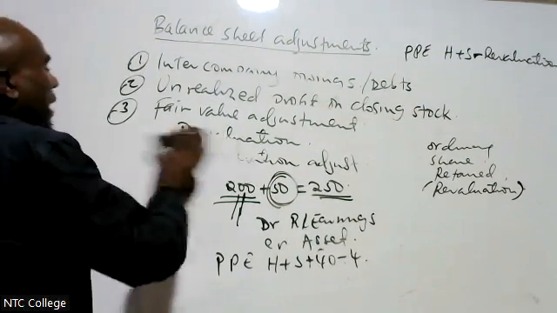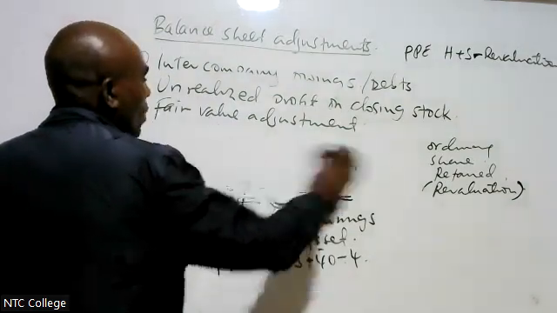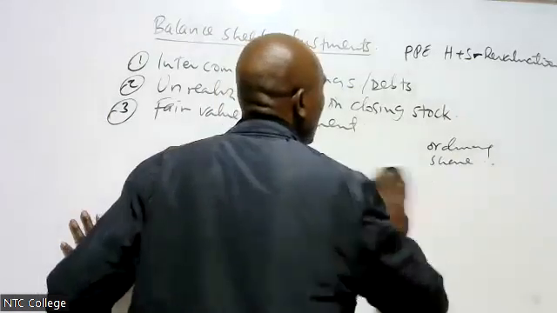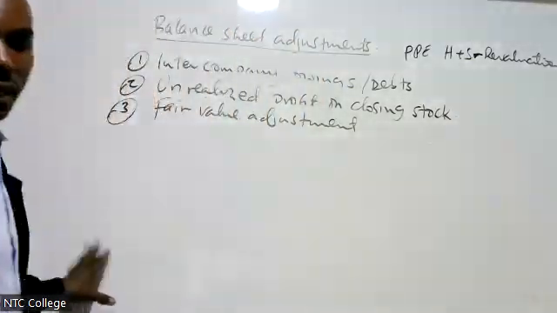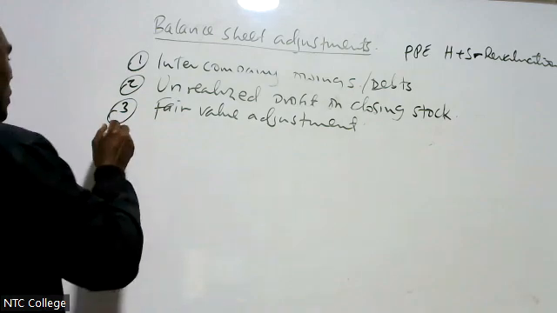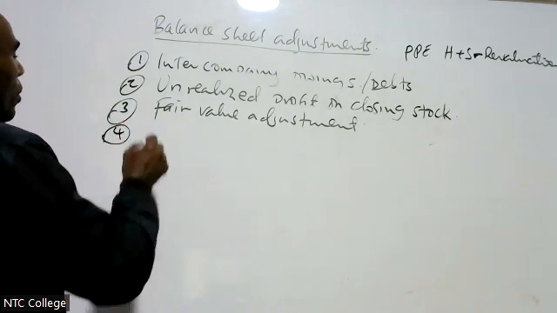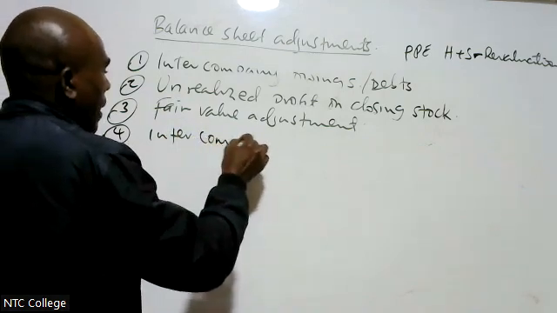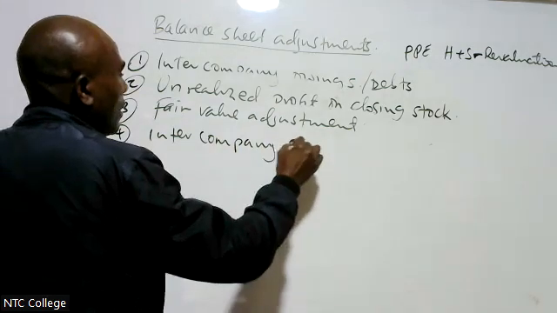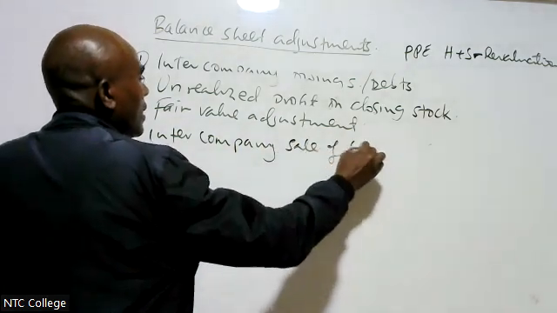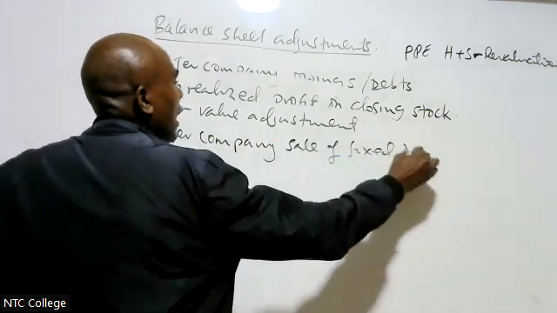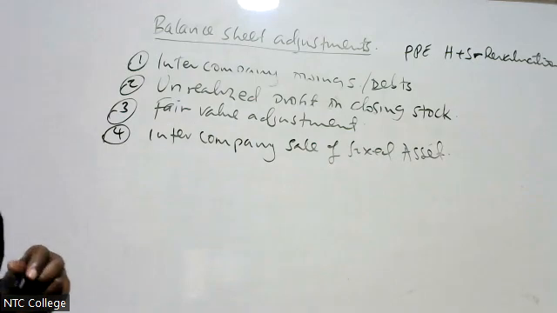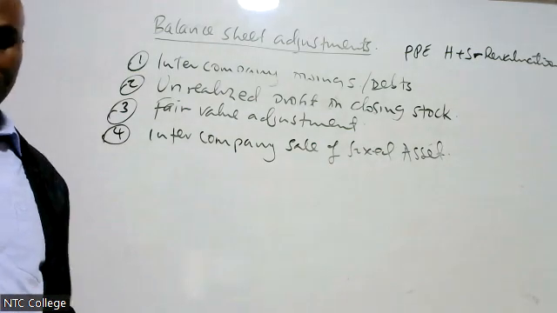Then we go to another item. We have several items, but this one is the last. The last adjustment that we are discussing is number 4: intercompany sale of fixed asset.